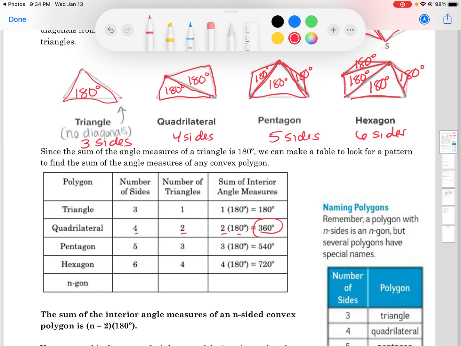In a pentagon, a 5-sided figure, there are 3 triangles I can draw. So I'm going to get 540, 180 times 3. In a 6-sided figure, there's 4 triangles. So 180 times 4, which is 720.